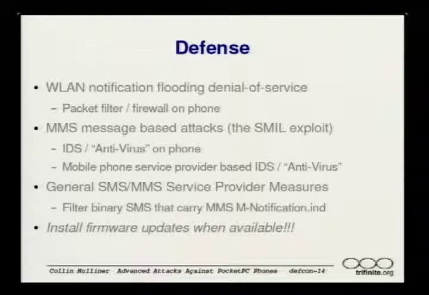So some defense stuff. Of course, you could just run a packet filter on your device, on your Pocket PC. I actually haven't tried that because I was way too lazy. And for the MMS stuff itself, the ISP of course could run an IDS or some antivirus thing, which I already do. But yeah, I didn't have a problem getting messages delivered over four different ISPs. So I guess they don't do any kind of detection until now. Of course, you can also run some IDS or antivirus on your phone. Yeah, but I guess today is the first day they know about this.